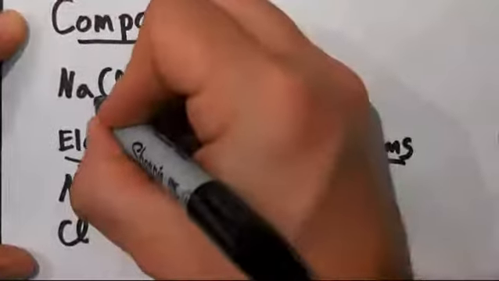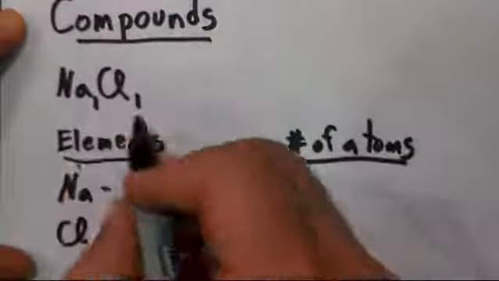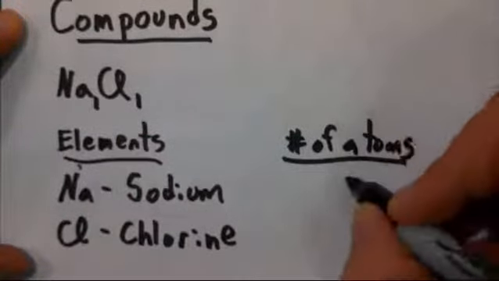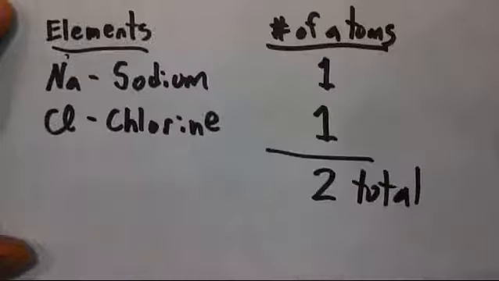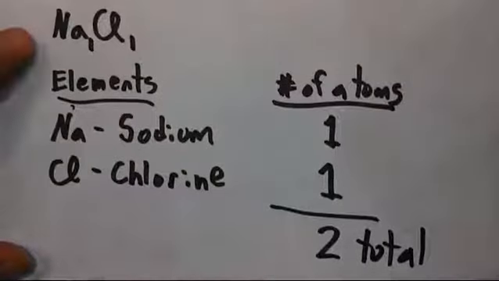So if we look here, if there is no number indicated after the element, it means there is one of them. So there is one sodium and there is one chlorine, and therefore we have a total of two atoms, one atom of sodium, one of chlorine.